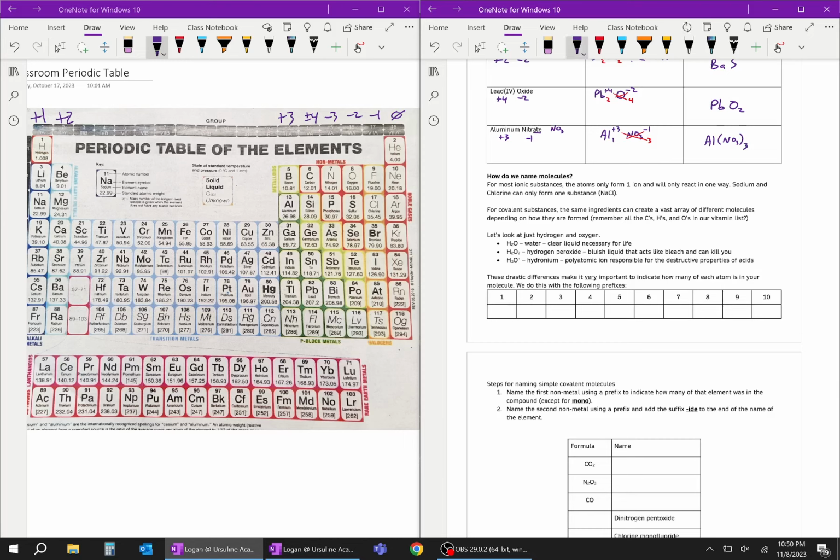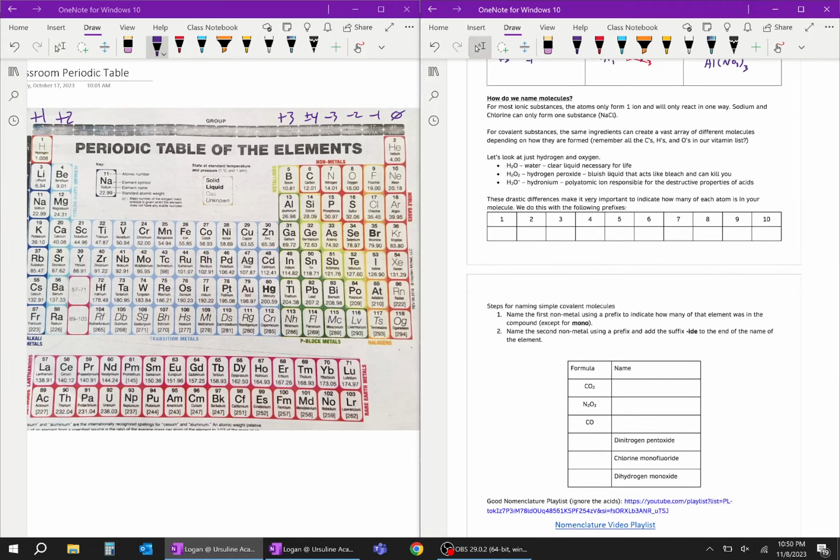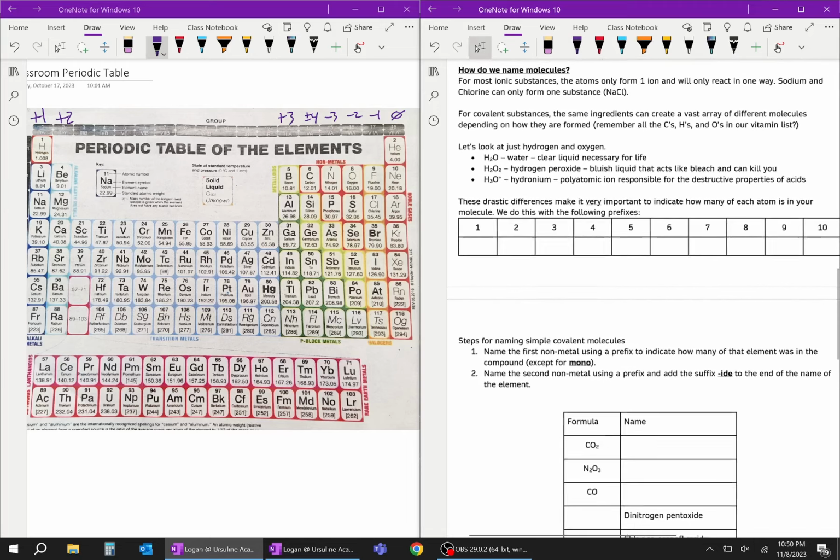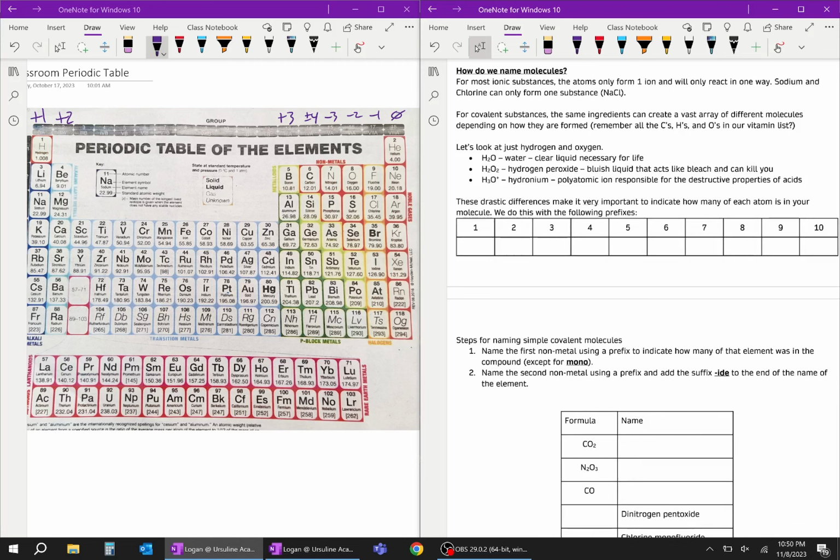Remember last class we had all those C's, H's, and O's forming all different kinds of vitamins? Covalent can get really complex and really unusual. Here's just a way to describe that. If I am combining just hydrogen and just oxygen, if I have 2 hydrogens and 1 oxygen, H2O, this makes water, which is a clear liquid necessary for life. But if I change the formula just a little bit and I have 2 hydrogens and 2 oxygens, H2O2, now we call it hydrogen peroxide.